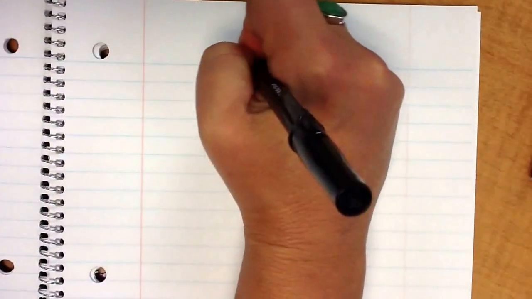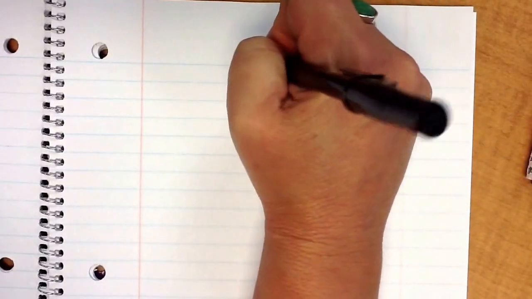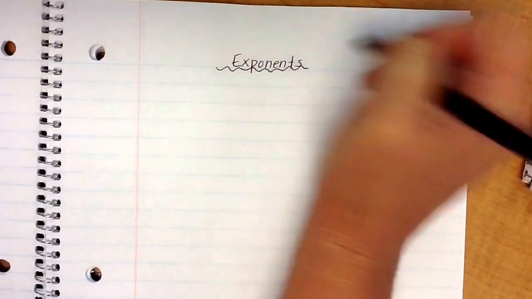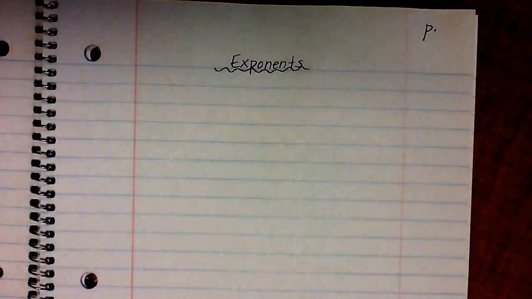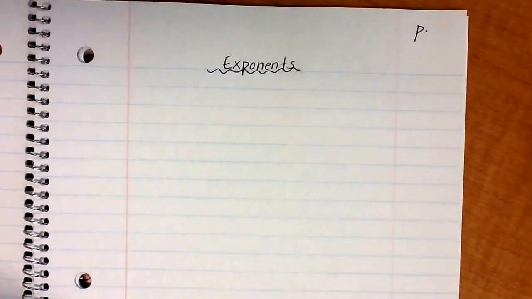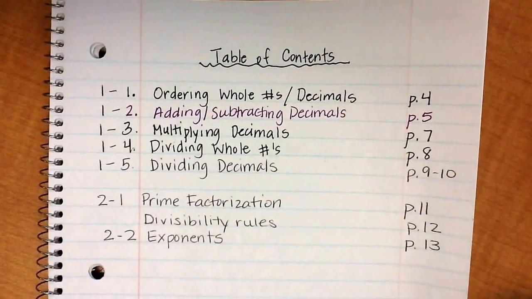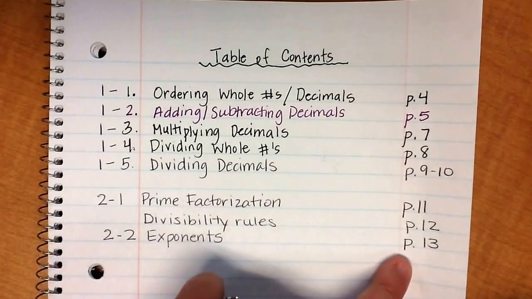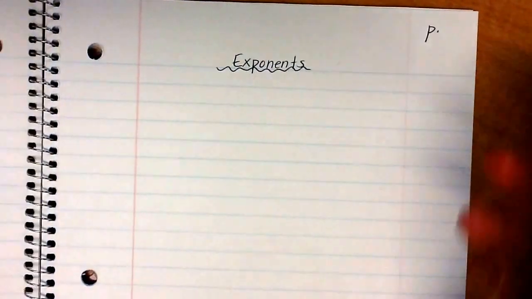This is going to be on exponents. So go ahead and write that on your fresh page, exponents. And be sure to label it with the next page number and add that to your table of contents. I've already done that, so you can do that quickly. 2-2. Exponents, and mine is going to start on page 13. Yours may be on another page.